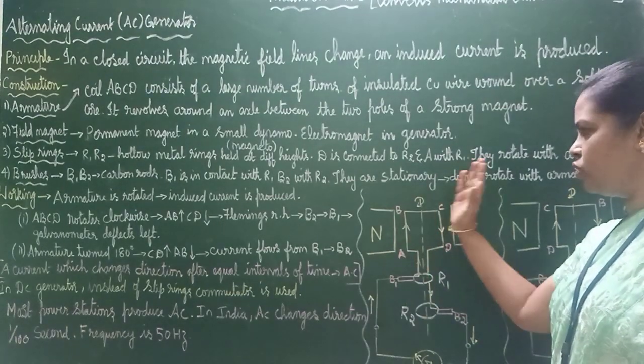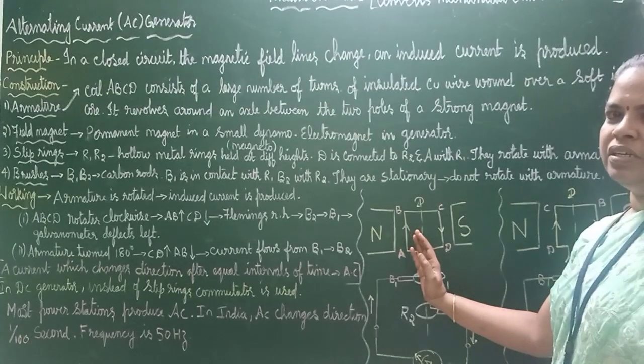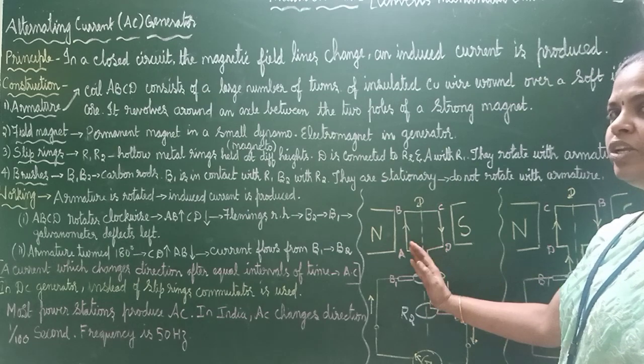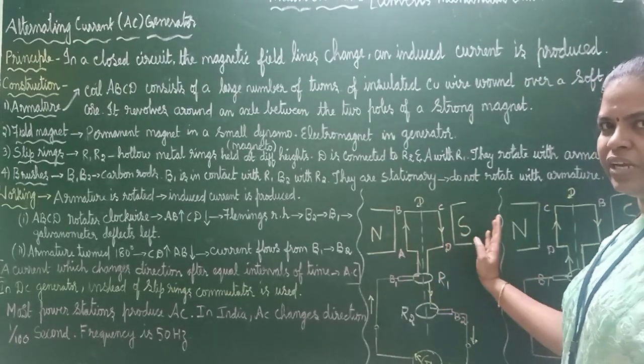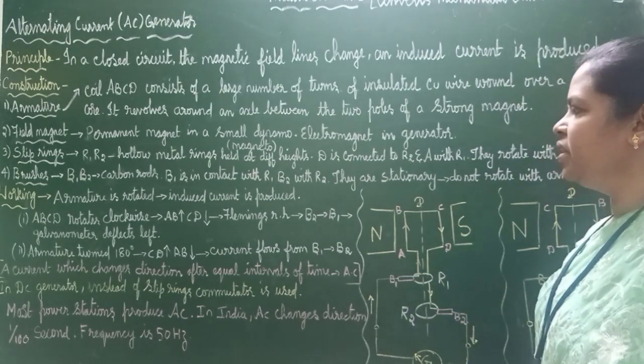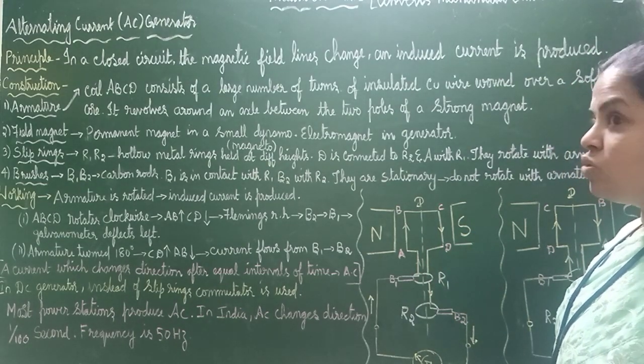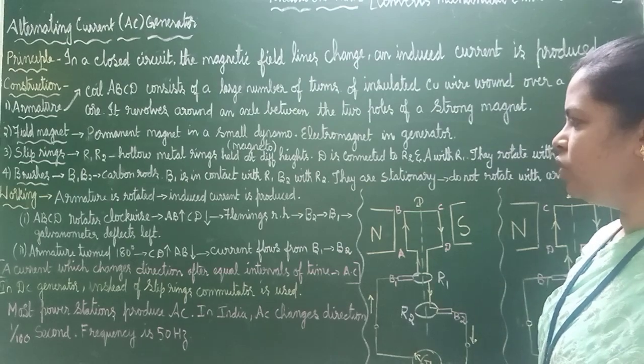Now the armature is rotating. When it is rotated, induced current will be produced from north to south. What will happen? The magnetic field lines will be produced and it will be moving. So what happens? The induced current will be produced. Fleming's right hand rule will work there.